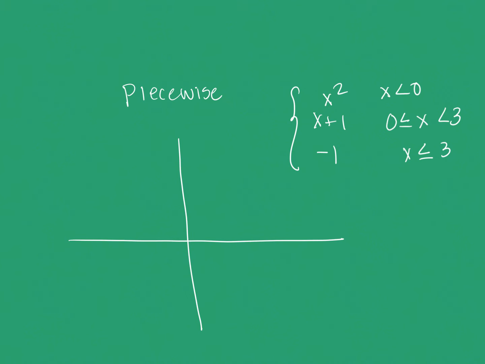The first chunk is when x is less than 0, so everything to the left of that dotted line. The next chunk is when x is less than 3, so between these two dotted lines, and then the last chunk, anything greater than 3. I'm going to do the last chunk first because it's the easiest to graph. That is just a constant line at -1. So if I go down here to -1, I'm filling it in at 3. I have a closed circle here, and it's going to look like that.